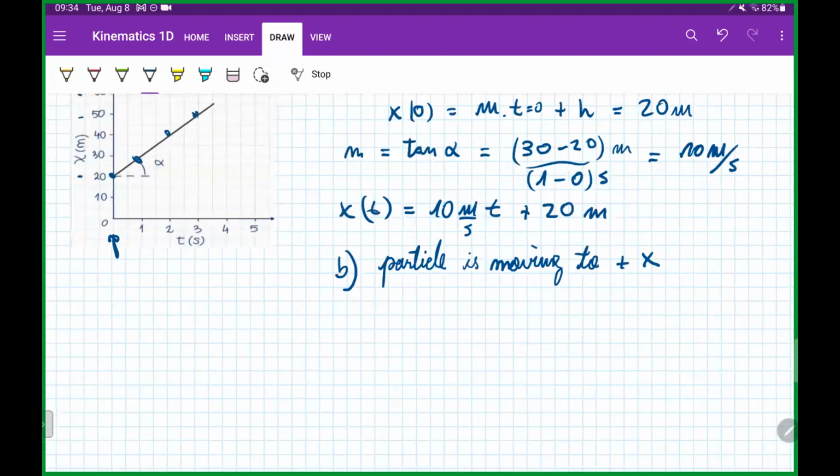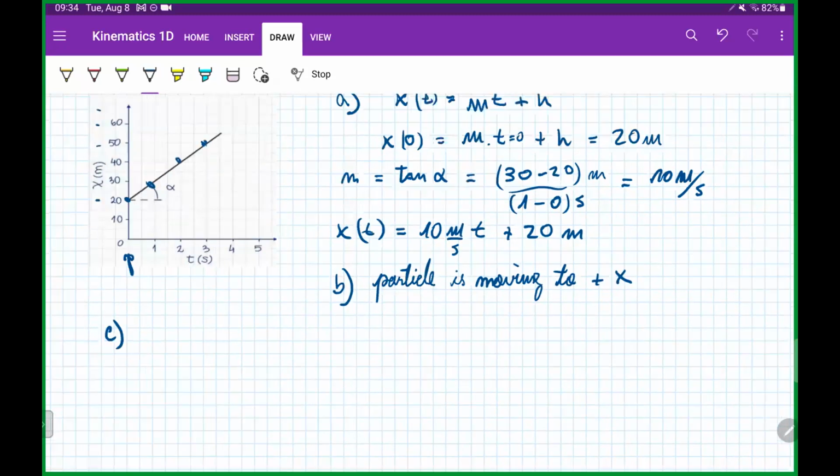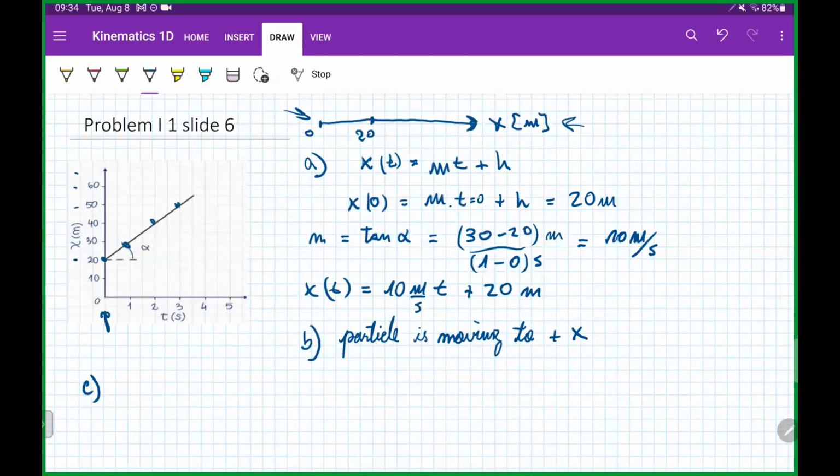Okay, let's look at question C. The initial position. Well, this is fairly easy. We already talked about this. The particle has an offset, so it's not starting at 0. So that x0 would be x at time equals 0, and that's 20 meters.